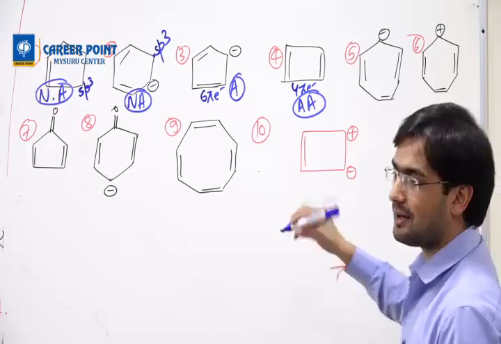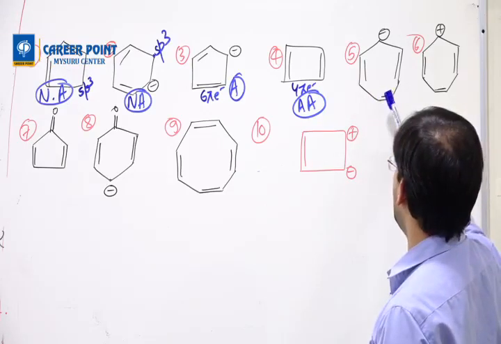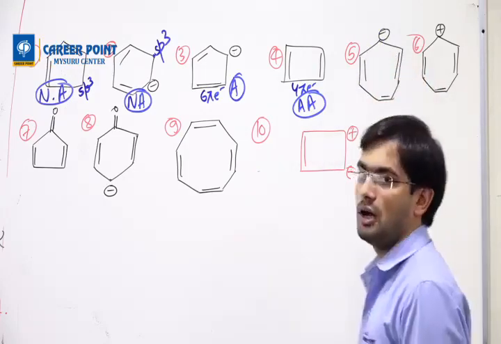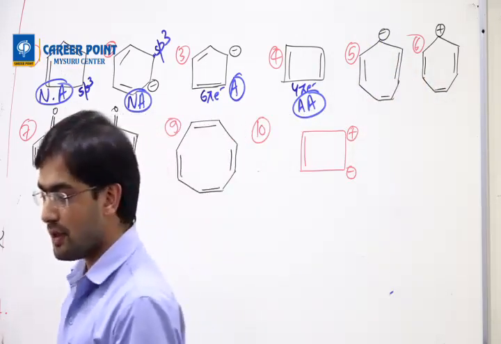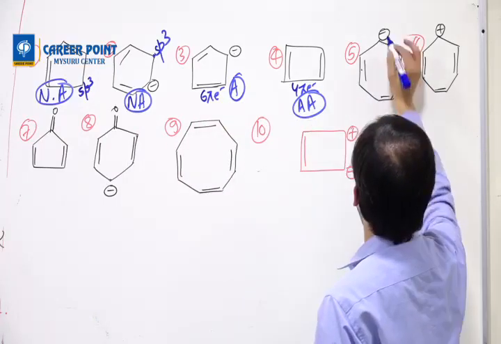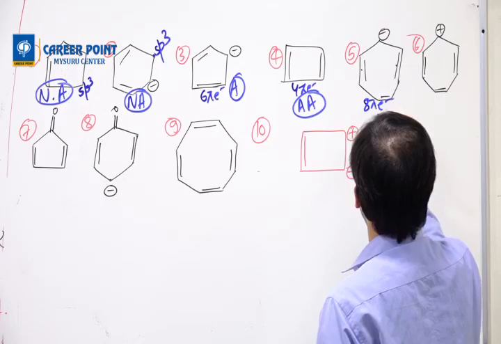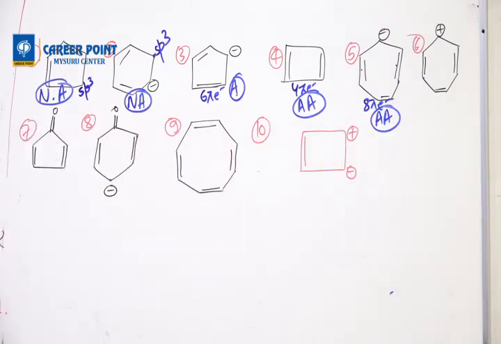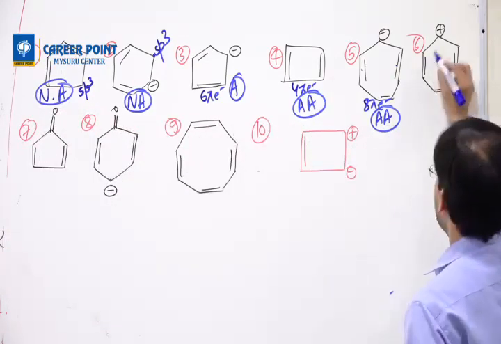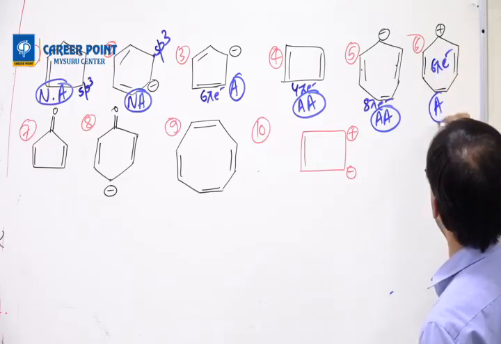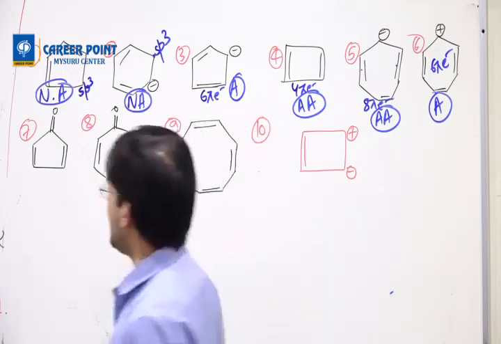4 pi electrons is anti-aromatic. Right? Double bond, single bond, double bond, double bond, single bond, double bond, double bond, single bond, negative, single bond, double bond. Complete delocalization. When you have complete delocalization, then count 2, 4, 6, 8. 8 pi electrons, anti-aromatic. So fifth is also anti-aromatic. Then sixth, same thing, all same. But here how many? 6 pi electrons. So it becomes aromatic.